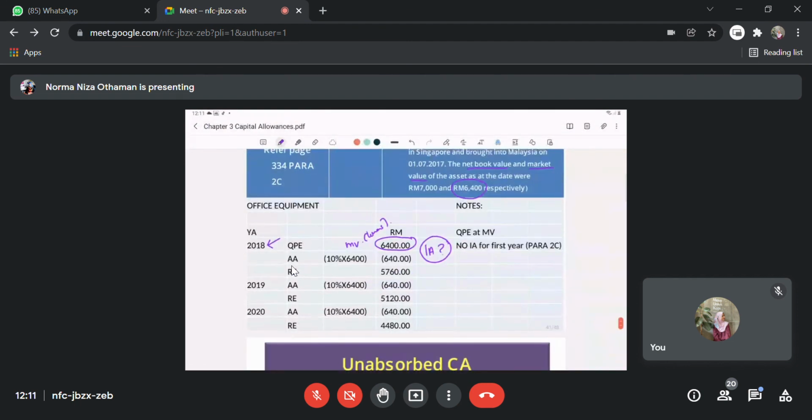So soalan ni dia tak bagi dekat you disposal. So the final answer is residual expenditure. Kecuali bagi disposal, baru you decide either you get balancing charge or balancing allowance. Okay.